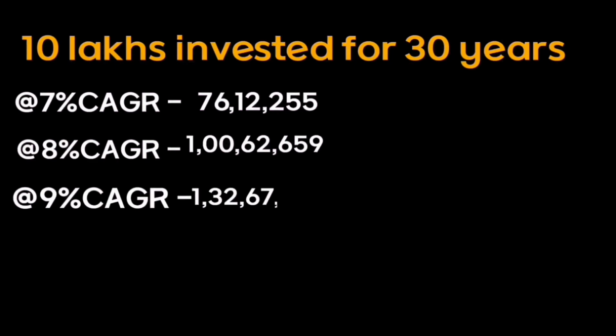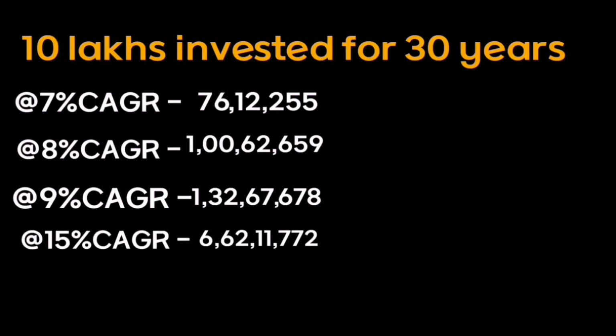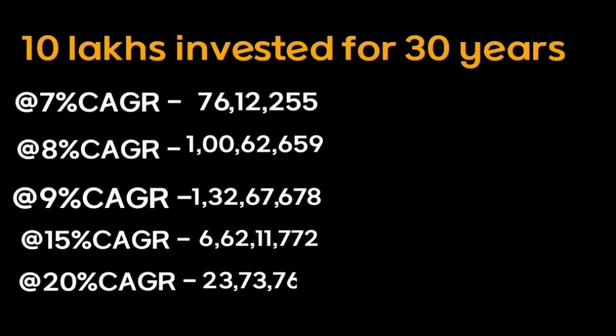At 9% CAGR, it becomes 1 crore 32,678. At 15% CAGR, it becomes 6 crore 62 lakhs 11,772. At 20% CAGR, it becomes 23 crore 73,076 314. So here, as the rate of return increases, the investment has grown in a very big way, and this is because of the power of compounding.